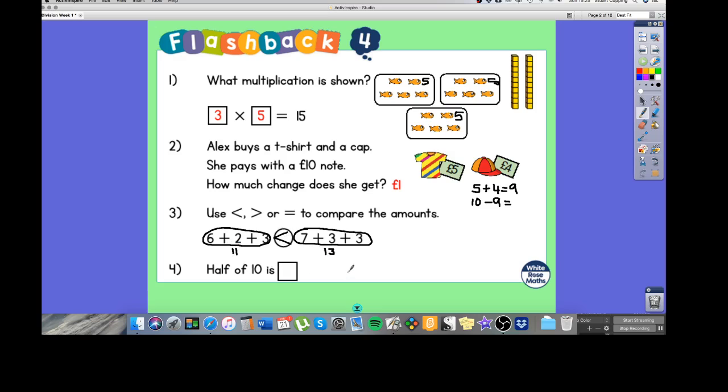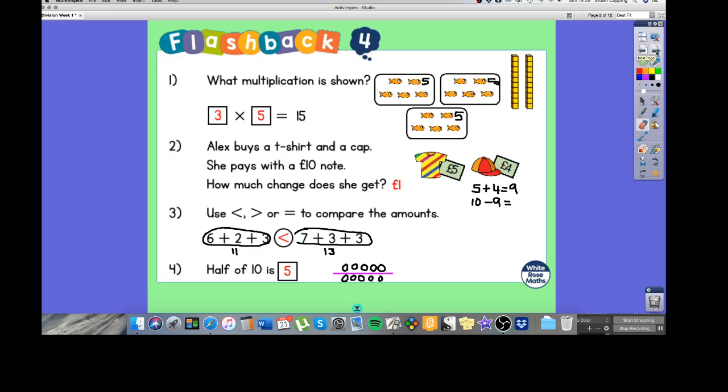Half of 10 is what? The easiest way to do this is to draw 10. 1, 2, 3, 4, 5, 6, 7, 8, 9, 10. Half is putting it into 2 groups. So I'm going to draw a line down the middle. 1, 2, 3, 4, 5. So the answer is 5. So those are the answers to our 4 flashback questions. I'm going to do one of these for every day this week at the start.